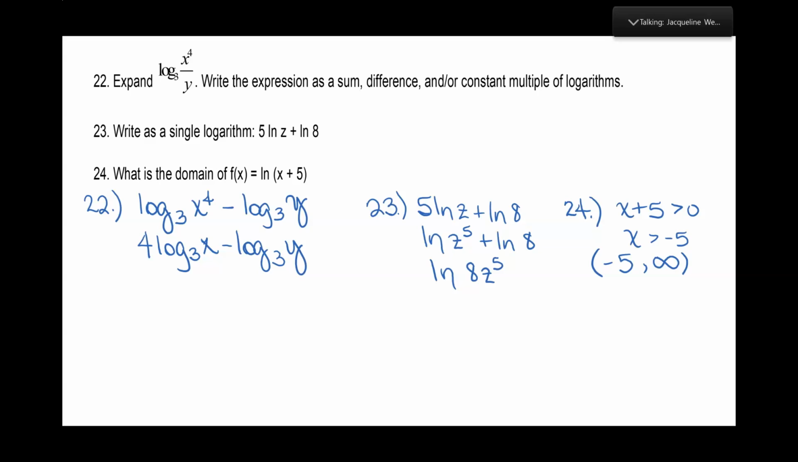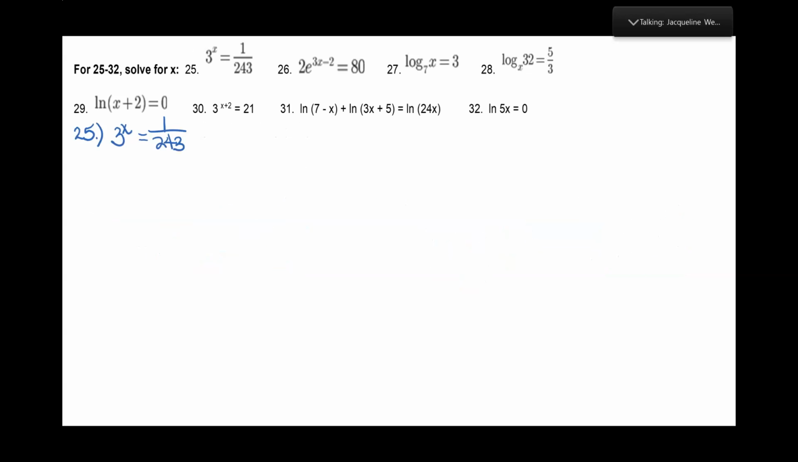All right, questions on that page? All right, and then our last page, we are solving a bunch of different types of equations here.